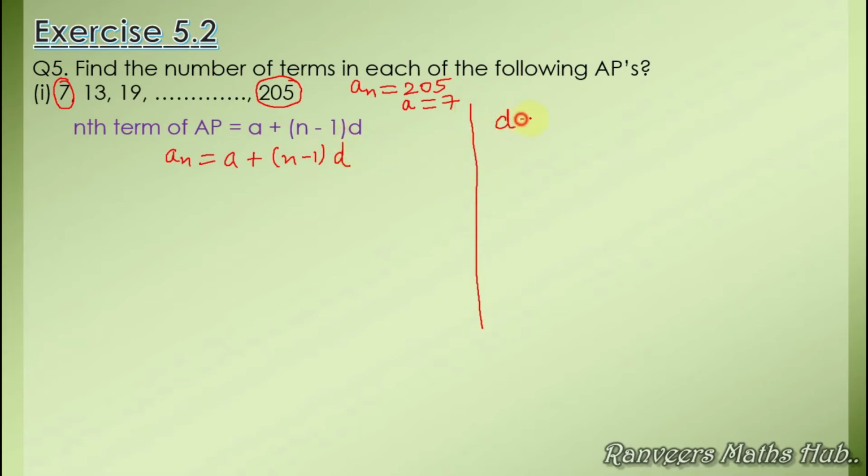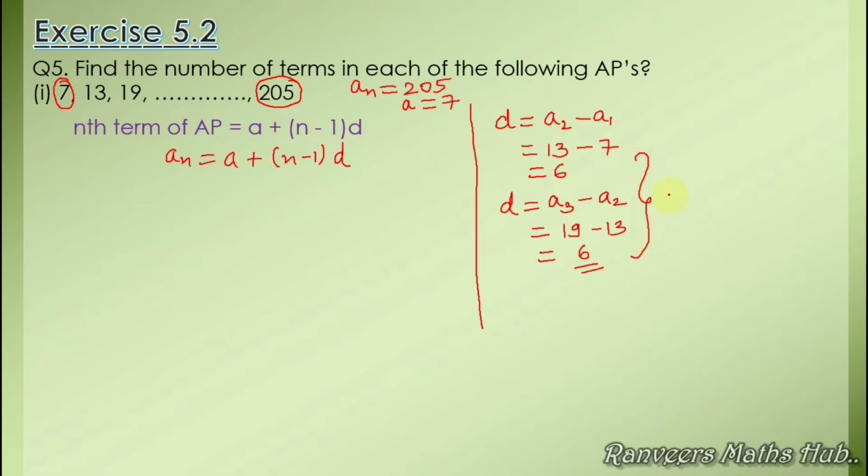So how we find the value of d? d, that is common difference. So d is what? a2 minus a1 in the first case. Now a2 is the second term of this sequence, that is 13 minus first term, that is 7. So the value of common difference is going to come 6. Again we will check the common difference in the second case for our surety. So a3 minus a2. So what is a3? It is 19 minus 13. So again the common difference is coming 6. So now we are confirmed that the value of common difference, that is d, is equal to 6.